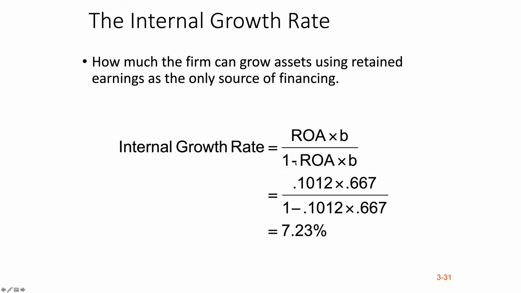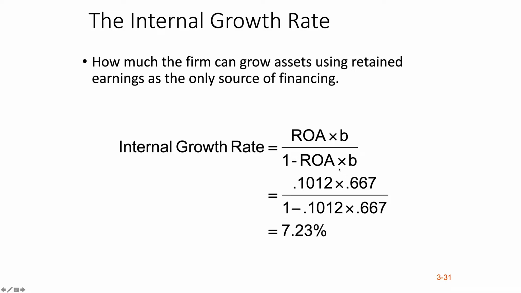You need to follow the order of operations. You need to calculate ROA times B first, then 1 minus that. No, you cannot do 1 minus ROA, times B. That's wrong. You need to remember the algebra: do multiplication first, then addition or subtraction. So in this case, it is 7.23%.